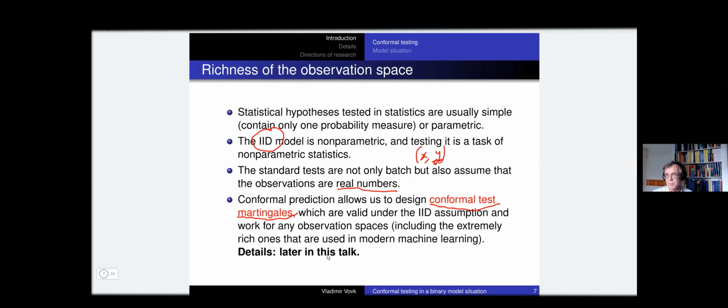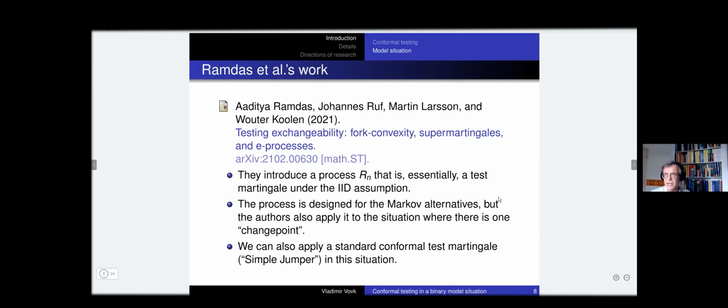Y can be a real number when we are talking about regression, but we also have an x, and x can be huge. And you would like to have methods that are applicable in this general situation when we have pairs x, y. But I will consider a model situation where y is binary. It's either 0 or 1, just to see if conformal test martingales have any limitations. It's a very specific way of testing the IID assumption. But let's try and see if there are any real limitations.